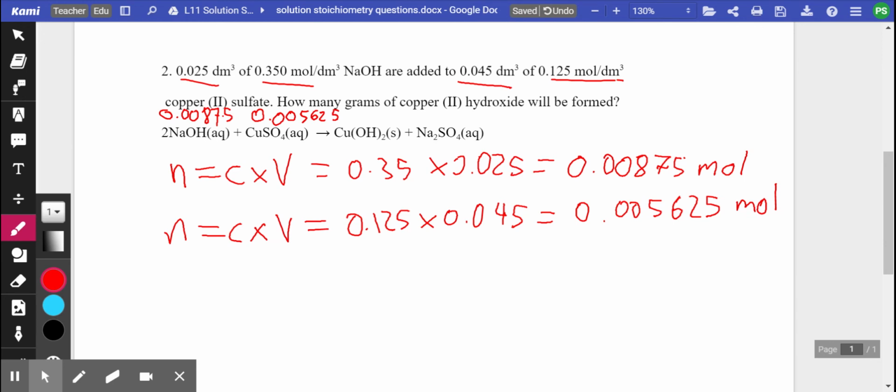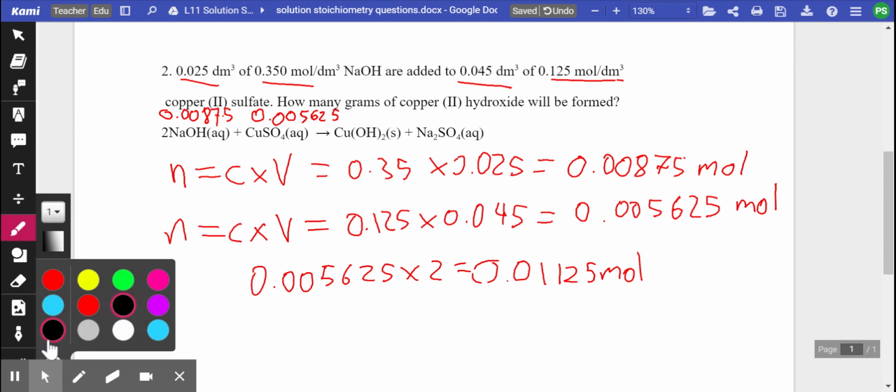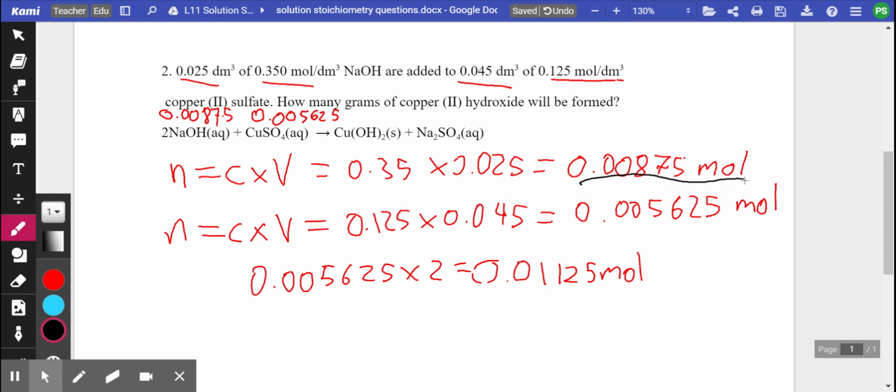Now again, we need to go back to the ratio. You see, for every copper sulfate, you need 2 sodium hydroxides. And let's see if we have enough sodium hydroxide, actually. Now the trick you can do is just multiply by 2 and see if you have enough. That number gives me 0.1125 moles. This is actually how much sodium hydroxide you would need to react all of the copper sulfate. And as you can see, we have less. We have 0.00875. So the limiting reagent in this reaction is sodium hydroxide.